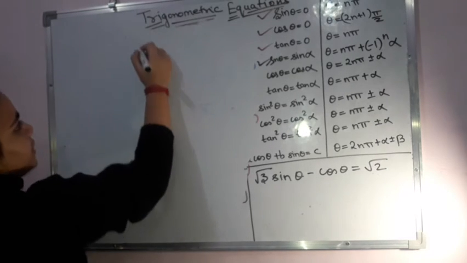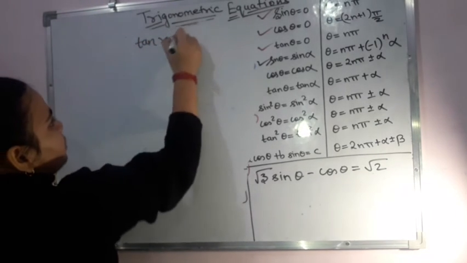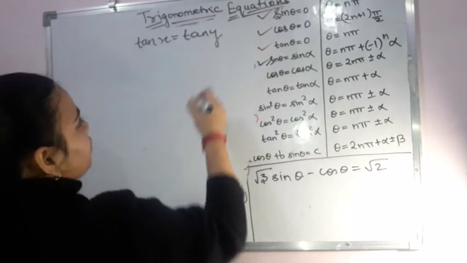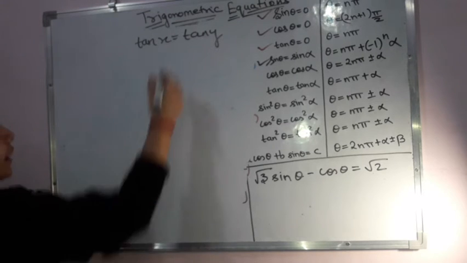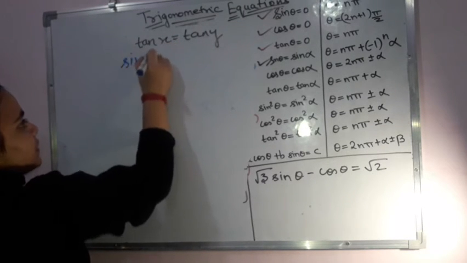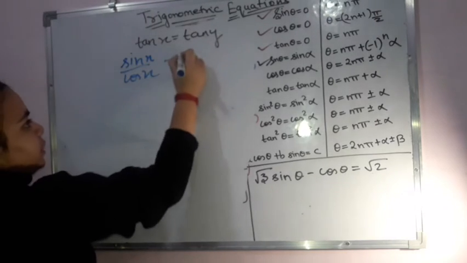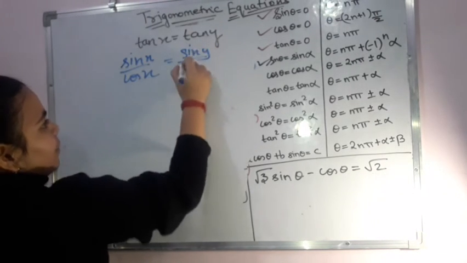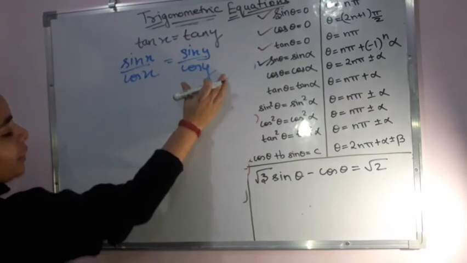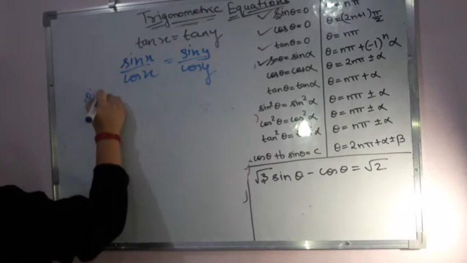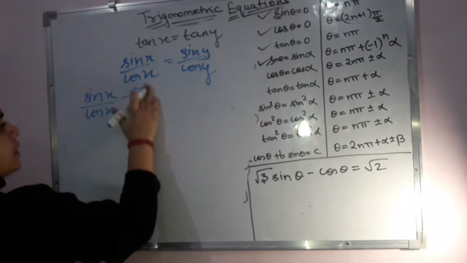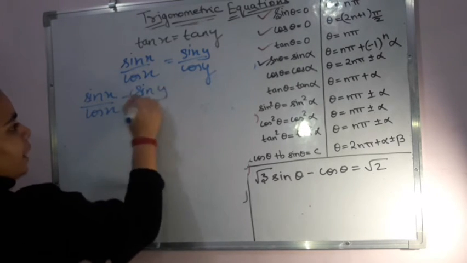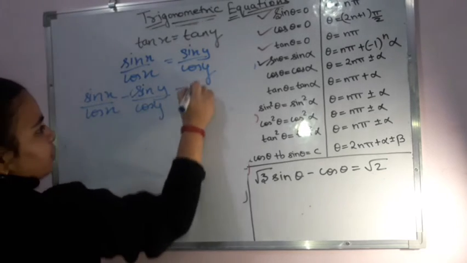So now my question is, tan x is equal to tan y. This is the trigonometric equation given to me. So tan x is equal to tan y, that means I can write tan x as sin x upon cos x is equal to sin y upon cos y. Is it clear till now? Now bringing this term to the other side, sin x upon cos x minus sin y upon cos y is equal to 0.